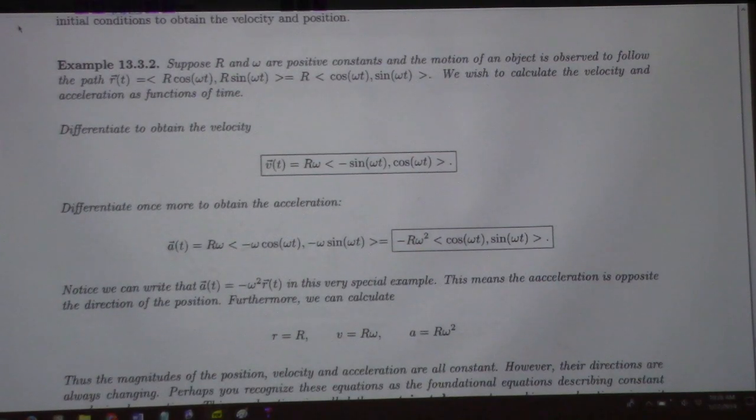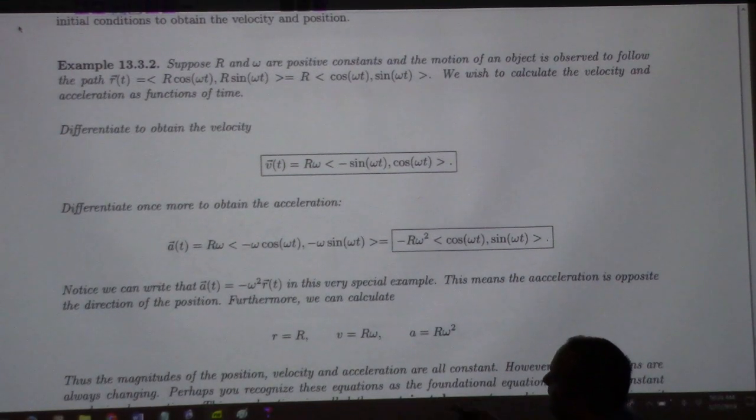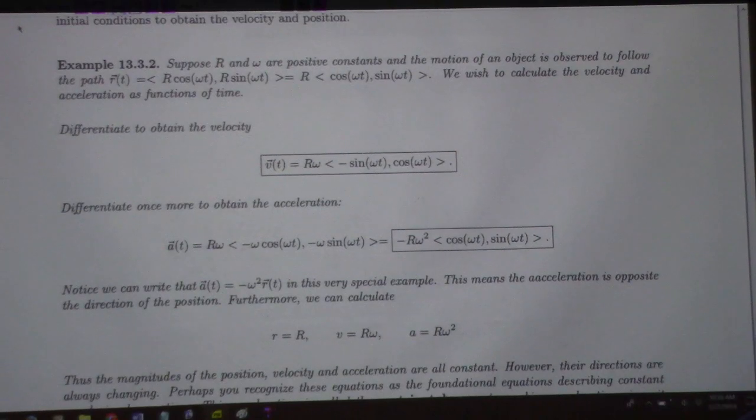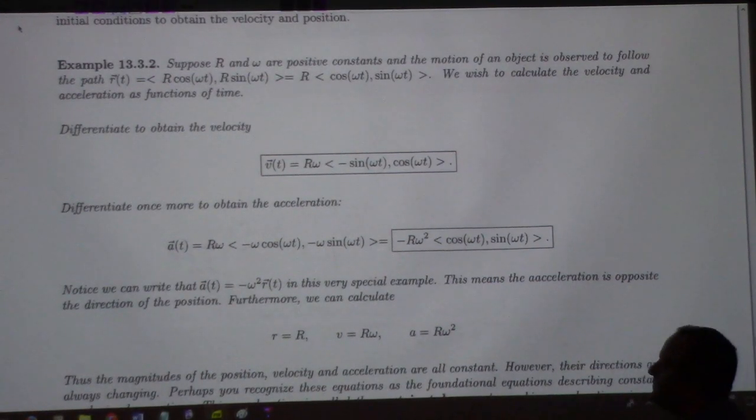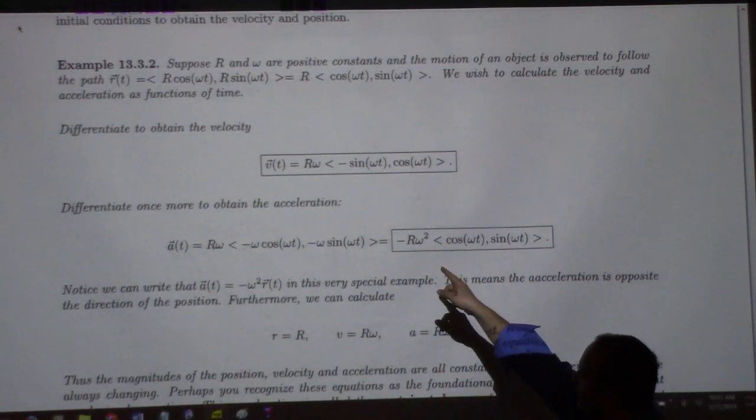So this is a very interesting example. Here we have a position which is r cosine omega t, r sine omega t, all right? So what's the significance of this omega? In physics, we call that the angular velocity, right? It's like how many radians per second. And so when you differentiate that, we end up with an r omega times that.